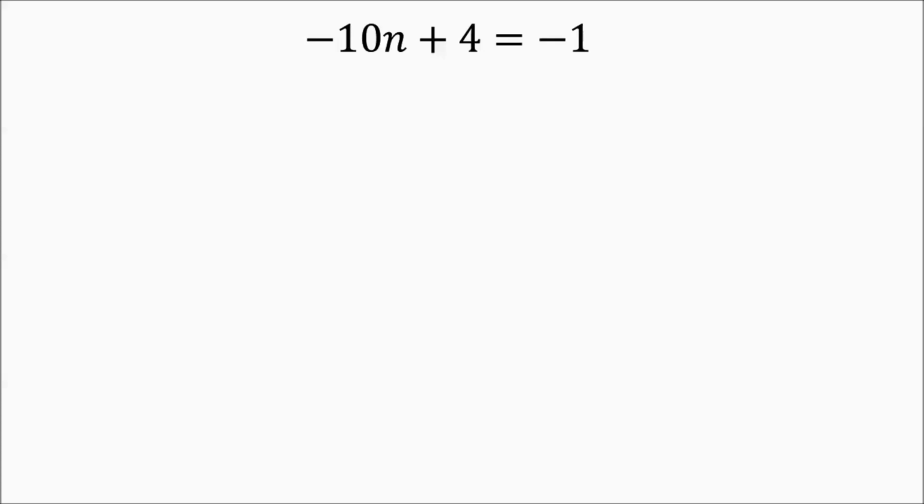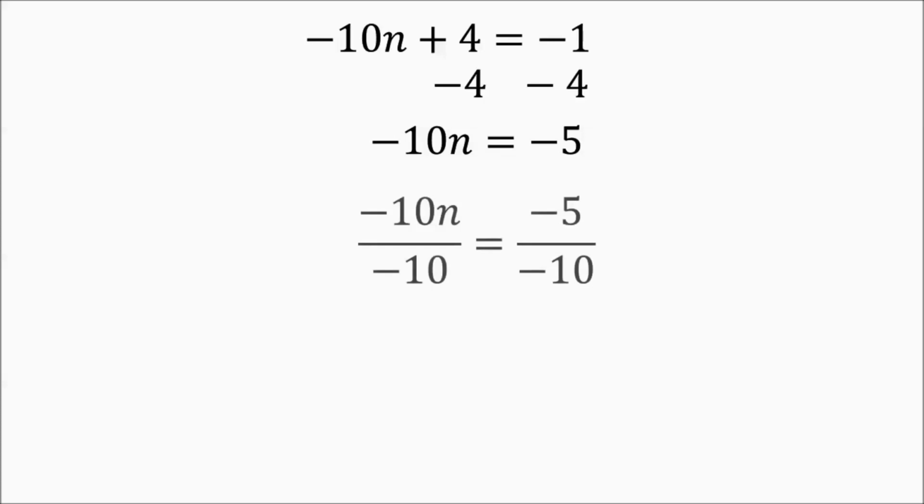Alright, so this is looking like one that you've done probably in 6th grade. You're going to get rid of your constant first by subtracting 4 from both sides. You're going to have negative 5 equaling negative 10n. You're going to get rid of the coefficient by dividing both sides by negative 10.